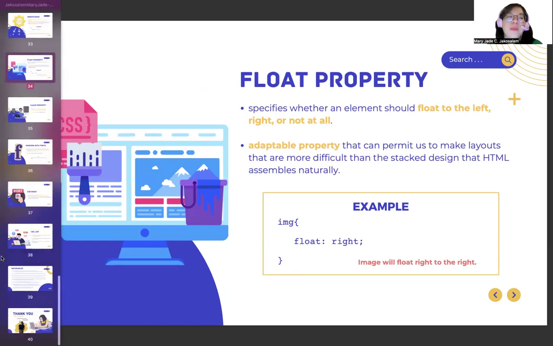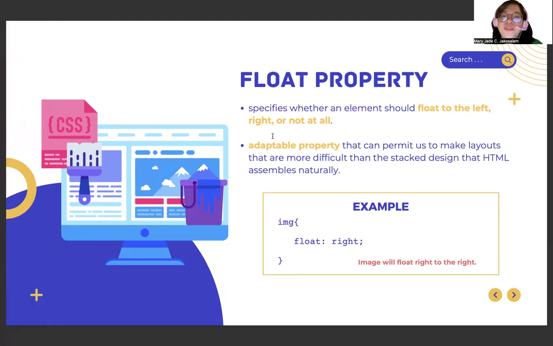Then we have what we call the float property. The float property specifies whether an element should float to the left, to the right, or not at all. I actually think of it as similar to text alignment in Microsoft Word, where the text is aligned to the left or to the right. A float property is similar to that. So it's actually an adaptable property that permits us to make layouts that are more difficult than the stack design that HTML assembles naturally.